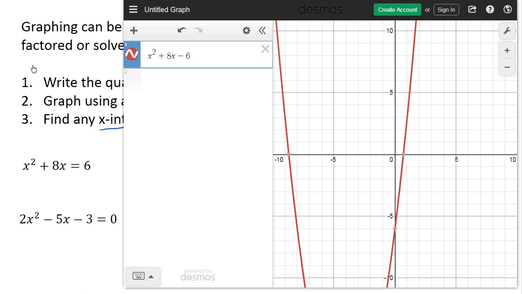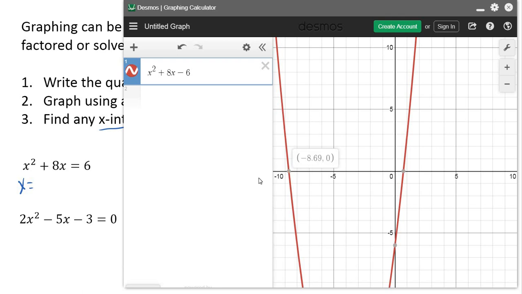So x equals, and we're just going to round to 1 decimal. That's what the lesson's asking for. Okay, so negative 8.69. Sorry, I had to go back there because I couldn't remember what it was. So negative 8.69, which rounds to negative 8.7. And my other one is 0.69, so we'll just say 0.7. So again, negative 8.7 and 0.7 are the approximate solutions to that thing, okay?